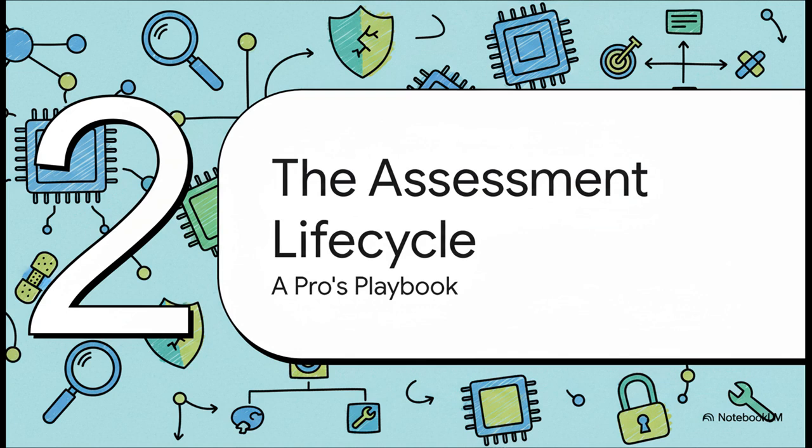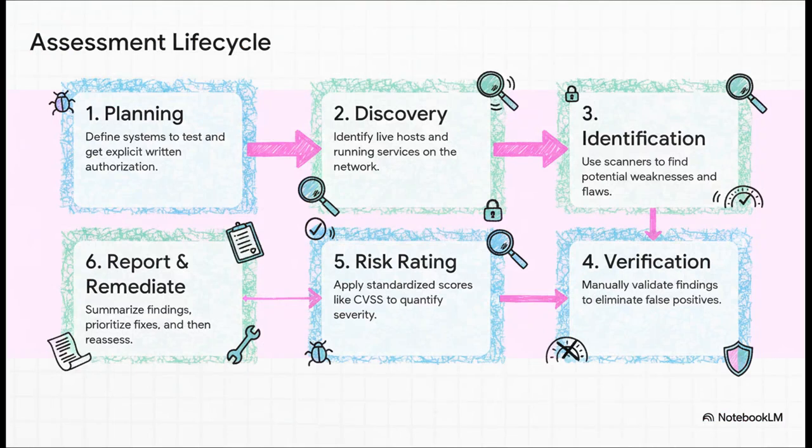Right, so professionals don't just randomly poke around looking for flaws. That'd be chaos. No, there's a structured playbook, a systematic life cycle that they follow to make sure nothing gets missed. And this right here lays out that entire process. It's a continuous loop, it never really stops. First up, you've got planning, deciding what you're actually testing. Then comes discovery, where you find every single device on the network. In phase 3, identification, you unleash the scanners to find potential weaknesses.